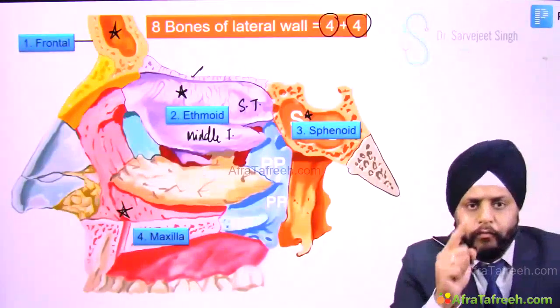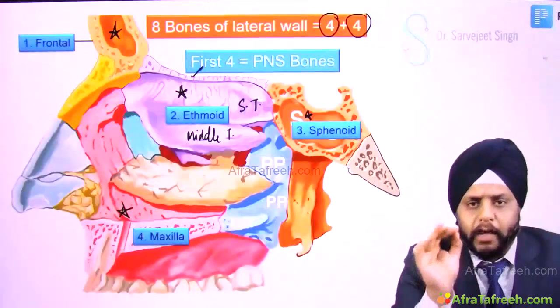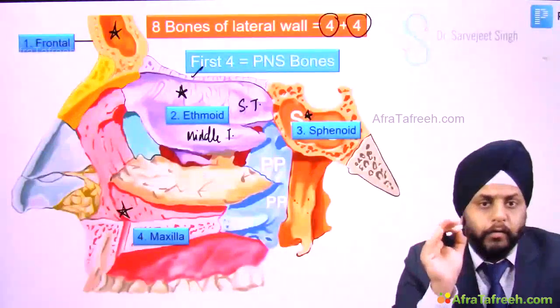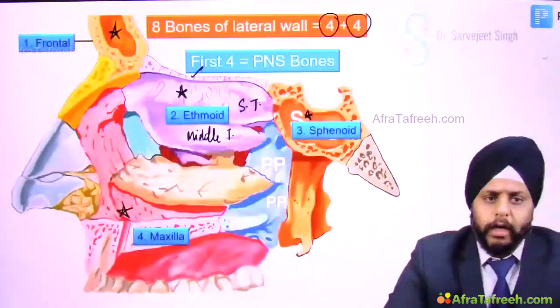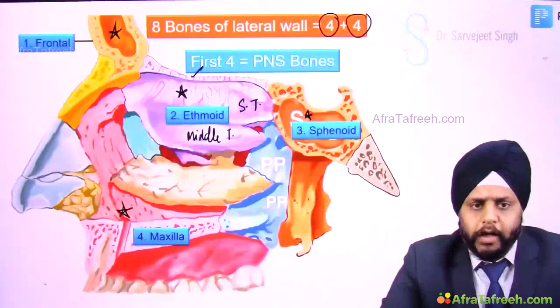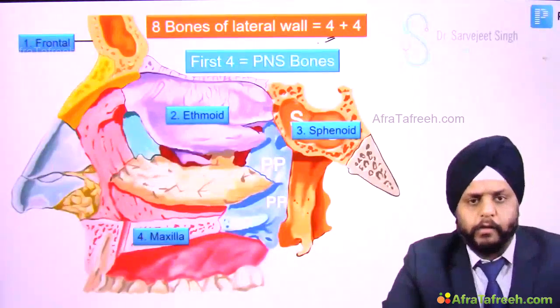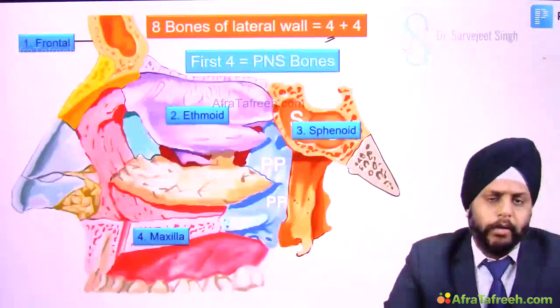So what you notice, you have frontal, ethmoid, sphenoid, maxilla. All the four paranasal sinus bones contribute to the lateral wall of the nose, right? Remember the first four that I told you, 4 plus 4, the first four means the paranasal sinus bones. Easy to remember now. Let's talk about the next four.